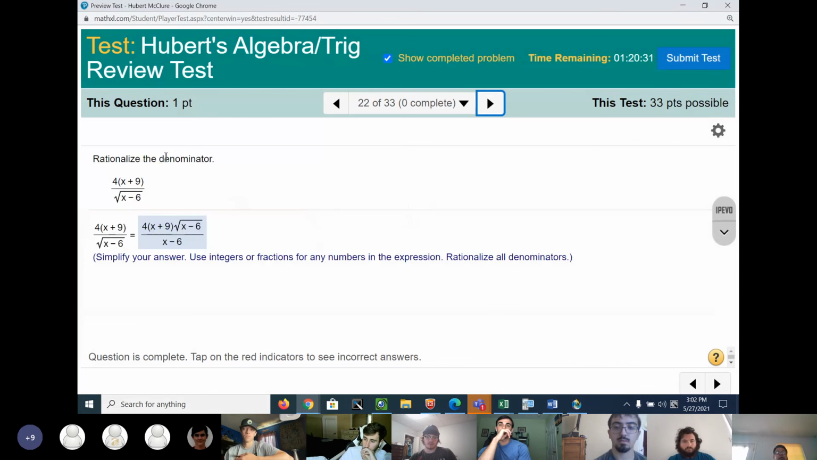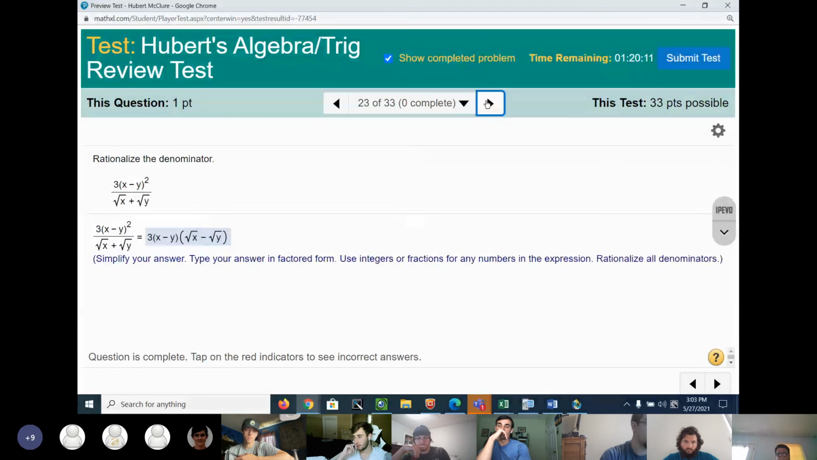Rationalize the denominator, multiply by the square root of x minus 6 on top and bottom. And that will give you the square root of x minus 6 times the square root of x minus 6 is x minus 6. Rationalize the denominator by multiplying by the square root of x minus the square root of y, over the square root of x minus the square root of y.